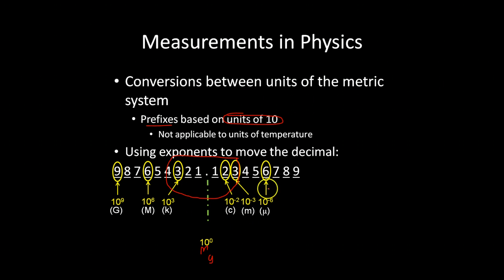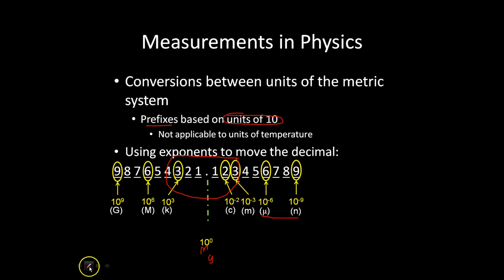10 to the negative 6th is micro. This is the Greek letter mu, and it stands for micro, micrometers, microliters. And then 10 to the negative 9th is pico. These two we rarely use in physics, at least in the high school physics course that we're taking.